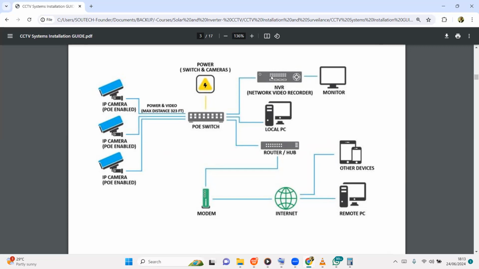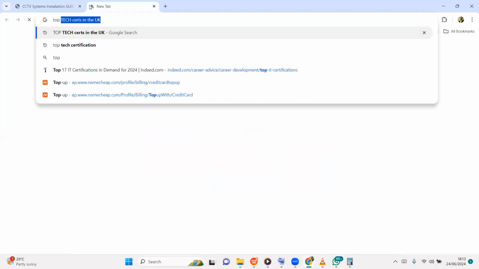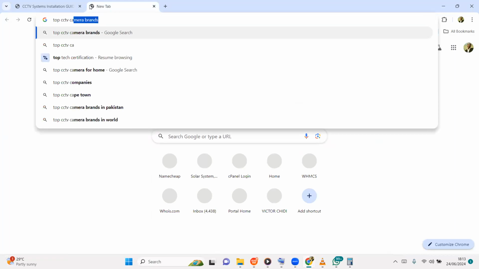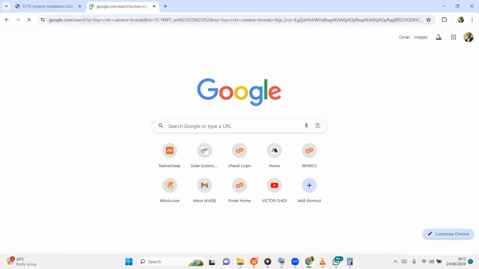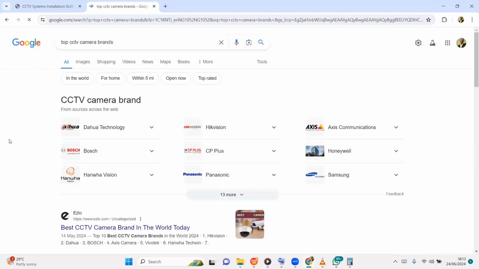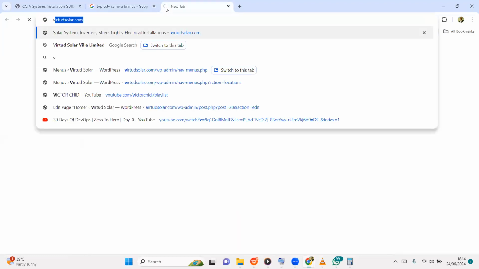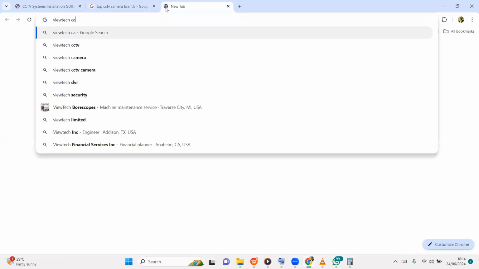You have many NVRs. You have top CCTV camera brands. You have Dahua, you have Bosch, you have Panasonic, you have Hikvision, you have Honeywell. The most common ones are ViewTech. ViewTech is another one.